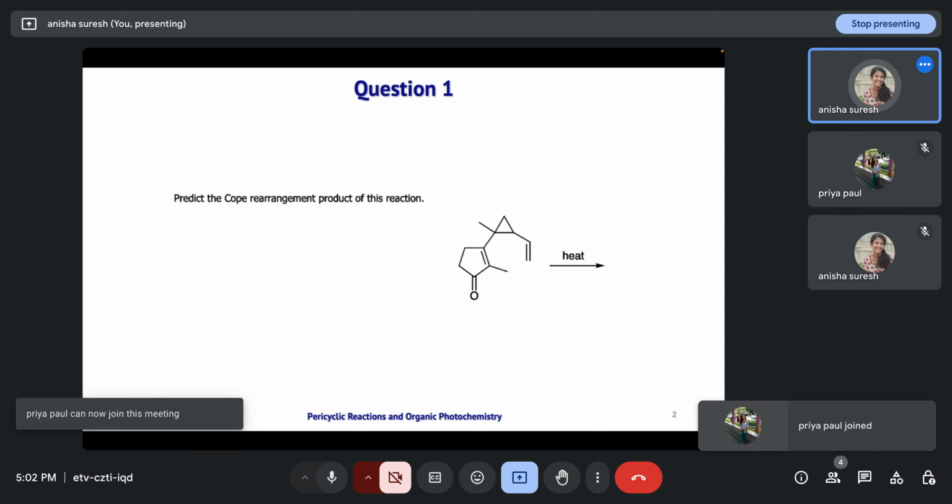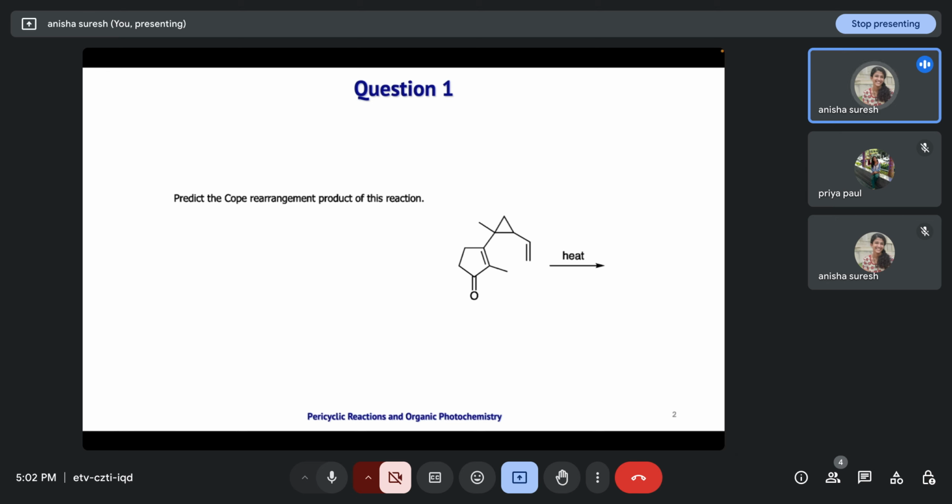So the first question is: predict the Cope rearrangement product of this reaction. They have mentioned it is a Cope rearrangement, and we know Cope rearrangement is a 3,3 sigmatropic rearrangement. So how will the mechanism take place? This is a 3,3 sigmatropic rearrangement, so we can number it 3, 2, 1, 1, 2, 3. The arrow pushing will be in this fashion; this bond will be breaking, and it will result in the formation of the final product.